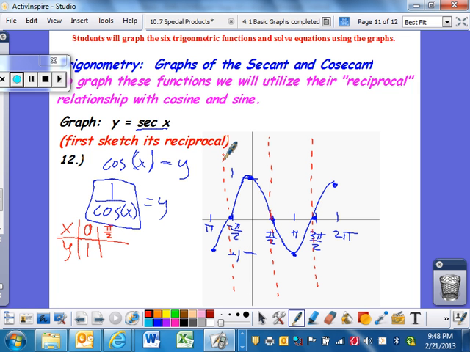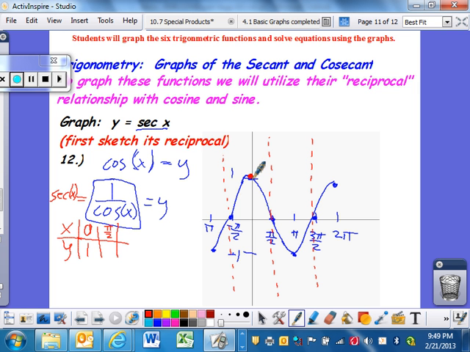Because at those points, we can't have a 1 over 0. So since we can't have that, we use our inverse, 1 over cosine, just like we did before. If we plug in 0 into this, we end up getting 1, so it stays here for our secant. Secant's going to be in red. If we plug in 1, we stay at the same point.